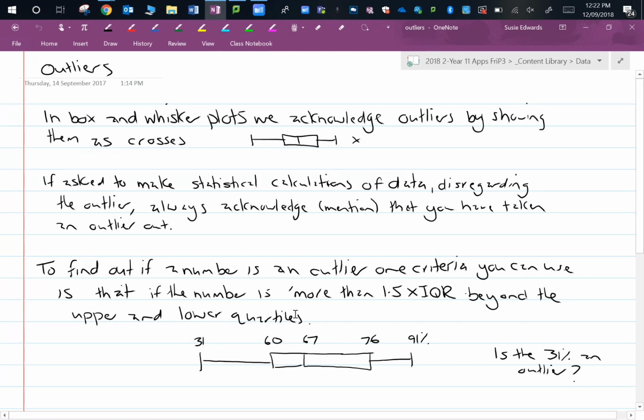Yeah? Okay. So if we look at this, we find the interquartile range. We find 1.5 times that interquartile range. And we have to go, okay, is it past Q1 and past Q3? Is the outlier past that number? So I'll show you what I mean by that. If we're looking at this set of data, what's the interquartile range? 60 to 76. So how many numbers are between 60 and 76? 16. So our interquartile range is 16. So 1.5 times that is 24.